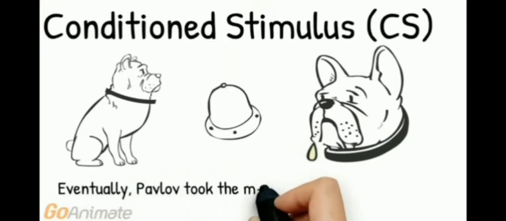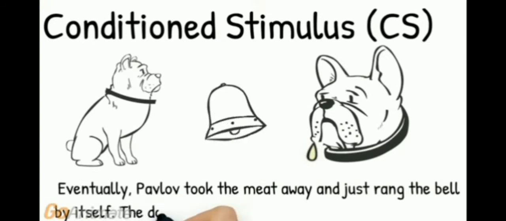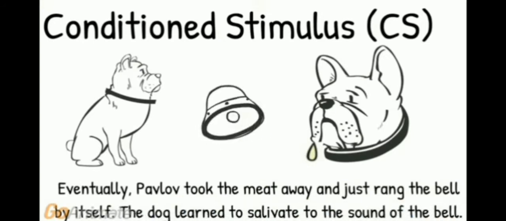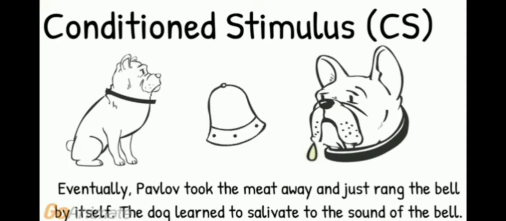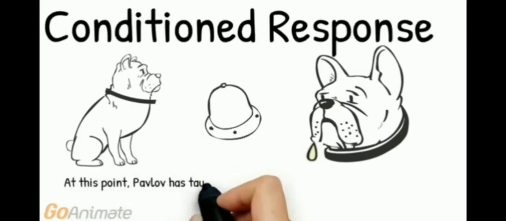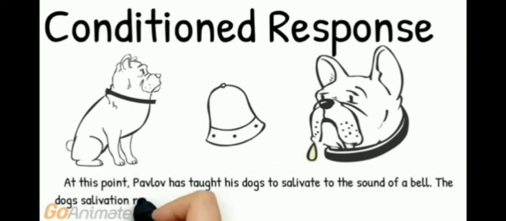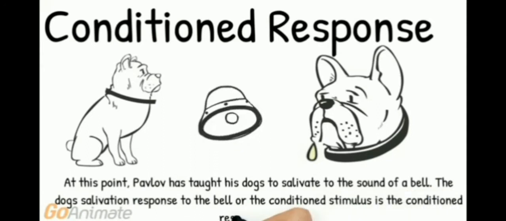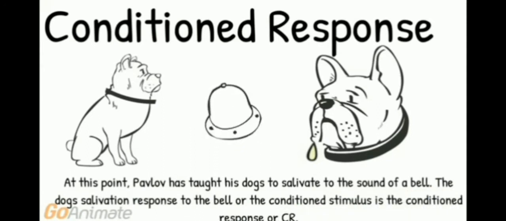And then Pavlov took the meat away and just rang the bell by itself. The dog would salivate to only the sound of the bell. From here, the bell is no longer a neutral stimulus because it produces a reaction in the dog. It is the conditioned stimulus. At this point, Pavlov has taught his dogs to salivate to the sound of a bell. The dog's salivation response to the bell, or the conditioned stimulus, is the conditioned response.